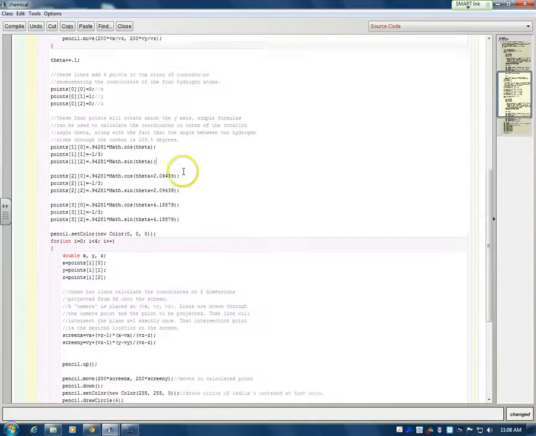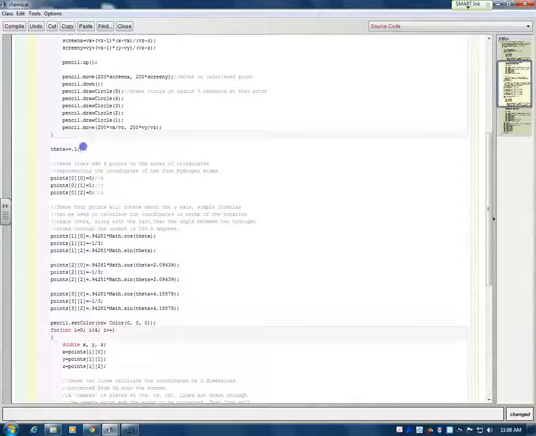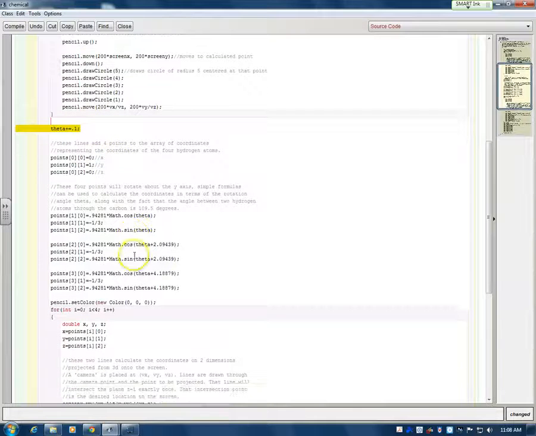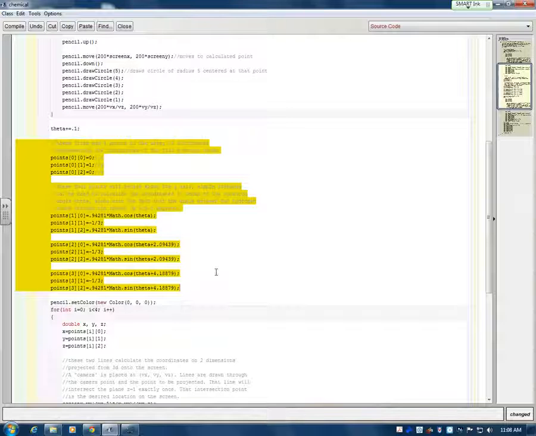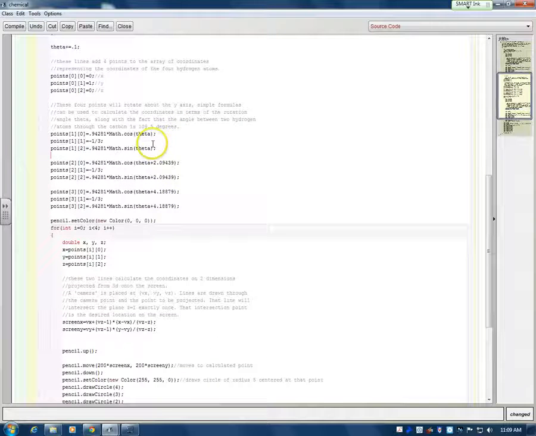So now this is the actual drawing part, which is what you actually see. I increment theta by 0.1 radians. That's about a reasonable number of degrees. I'm not sure how many. So these lines replace the points in that array I created, and I put in the coordinates of the 4 hydrogen atoms. And so then I'll explain what all this means later.